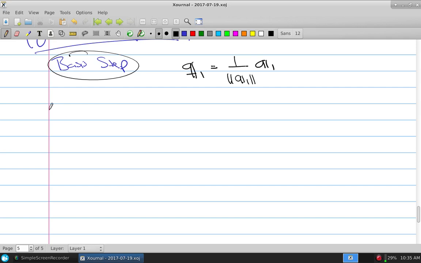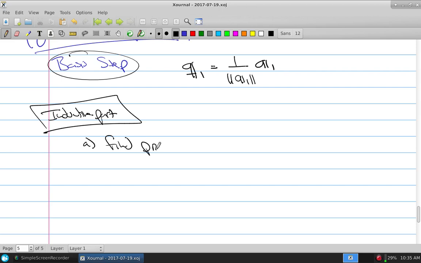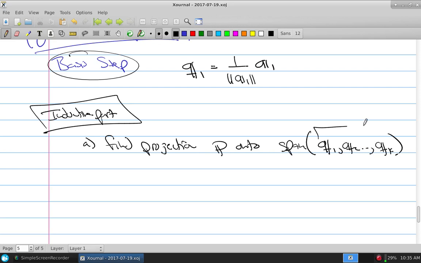From here on out, we now do the inductive part. And what's the inductive part? The inductive part is we need to find the projection P onto the span of Q1, Q2, up to Qk. This is really about the known Qs. So the first time I run through the inductive part, Q2 is going to be based upon what? Just the span of Q1.